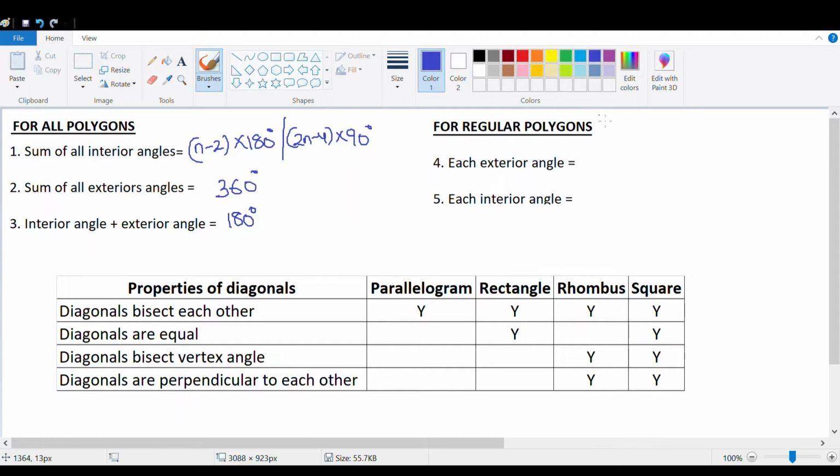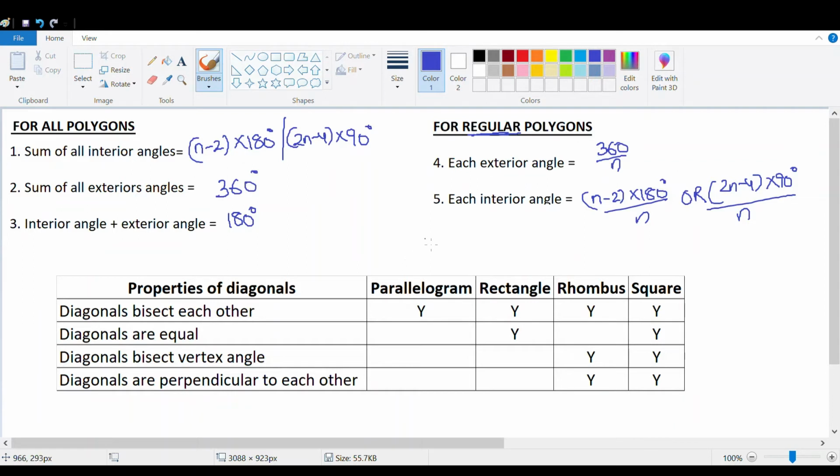Each exterior angle of a regular polygon. Now these are applicable only for a regular polygon, since 360 degrees is the sum of all angles and there are n angles in a regular polygon and all angles are equal, then each exterior angle is equal to 360 degrees upon n. And for interior angle for a regular polygon, it will be (n minus 2) into 180 degrees upon n, or (2n minus 4) into 90 degrees, whichever way you look at it, upon n.